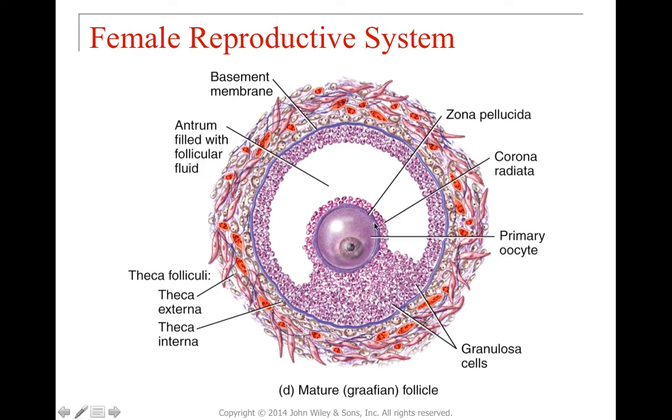All right, so this follicle is ready to burst open and have the oocyte secreted. Again, here we have the primary oocyte. Surrounding that, we have the zona pellucida. Surrounding that, we have the corona radiata. Surrounding that, we have the granulosal cells. Right? Surrounding that, we have the basement membrane.